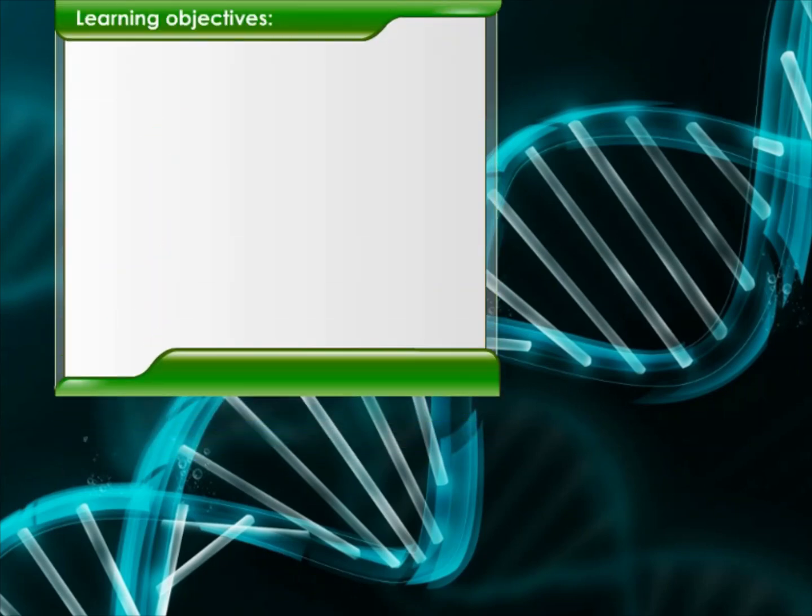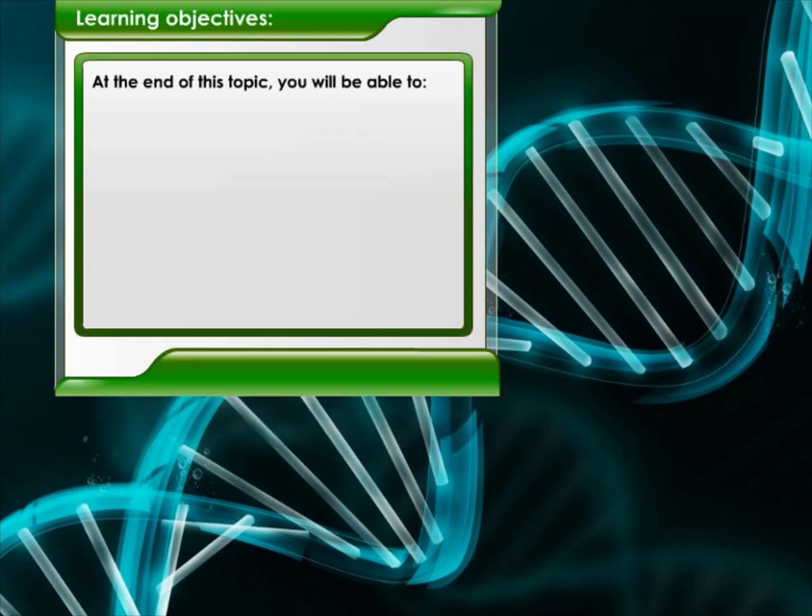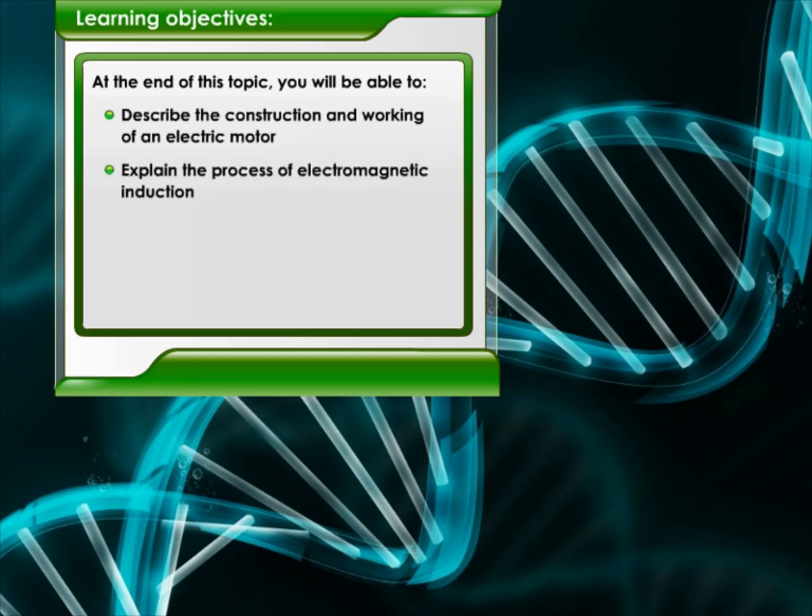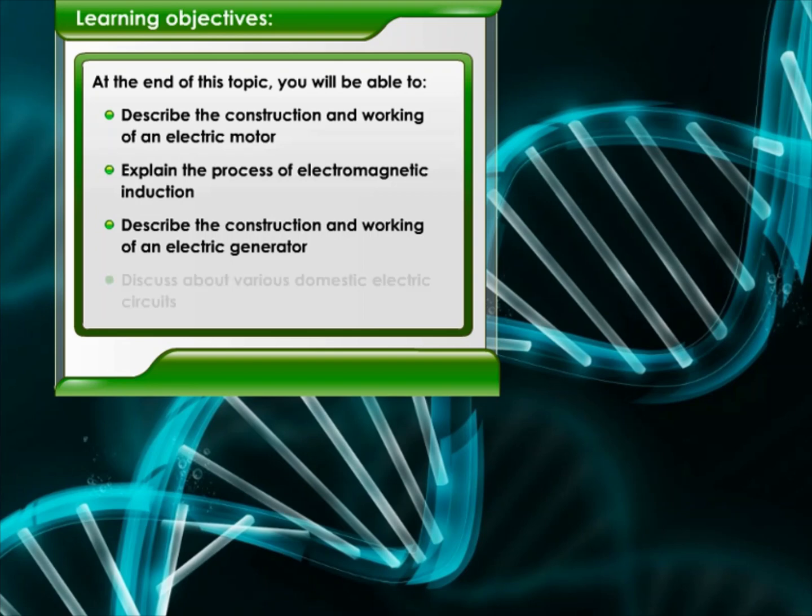Learning objectives. At the end of this topic, you will be able to describe the construction and working of an electric motor, explain the process of electromagnetic induction, describe the construction and working of an electric generator, discuss about various domestic electric circuits.